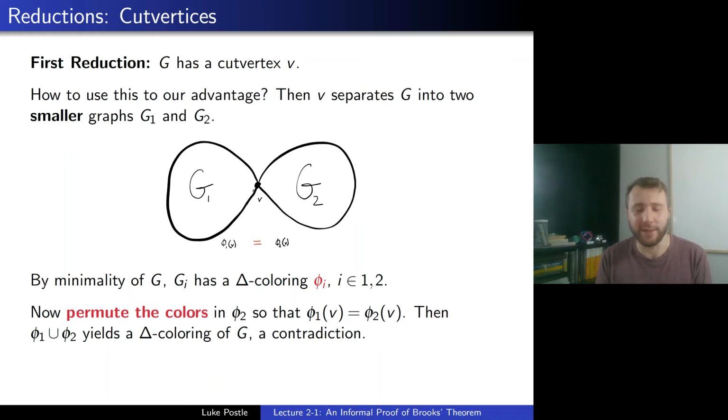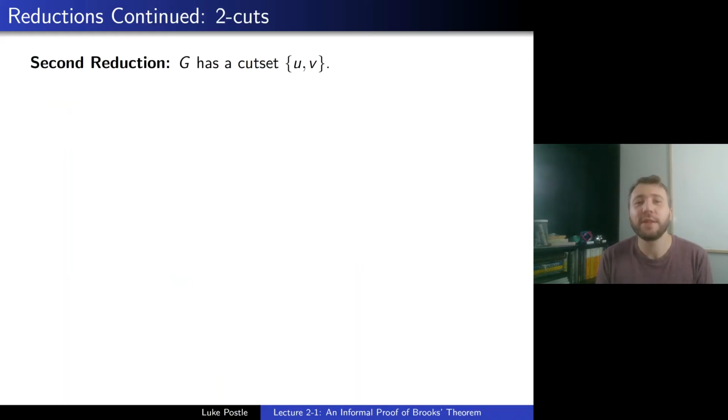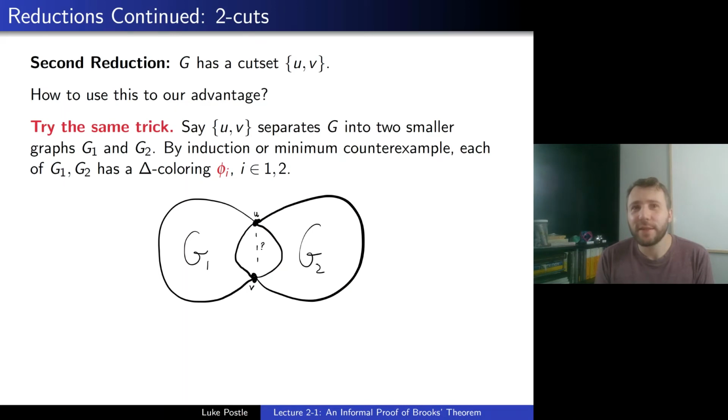Well, there's a second reduction we can try, which is having a two-cut. So a two vertex cut set, U and V. And well, how do we use this to our advantage? Maybe pause a moment and think. But again, it's the same trick. We're going to take UV and separate G into two smaller graphs, G1 and G2.